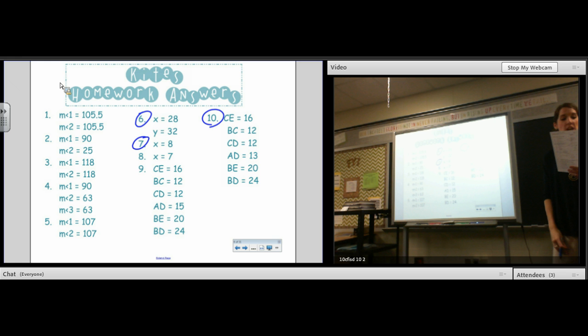We are now not really doing anything with a kite. We're just using a triangle at this point. So you add all three to equal 180. Okay? So that's number 6. Number 7.